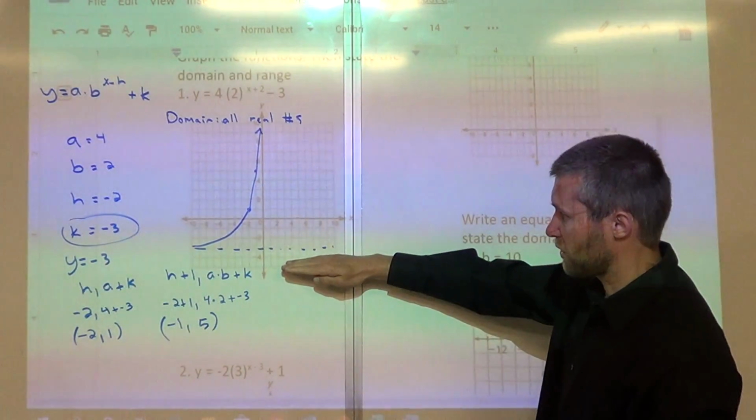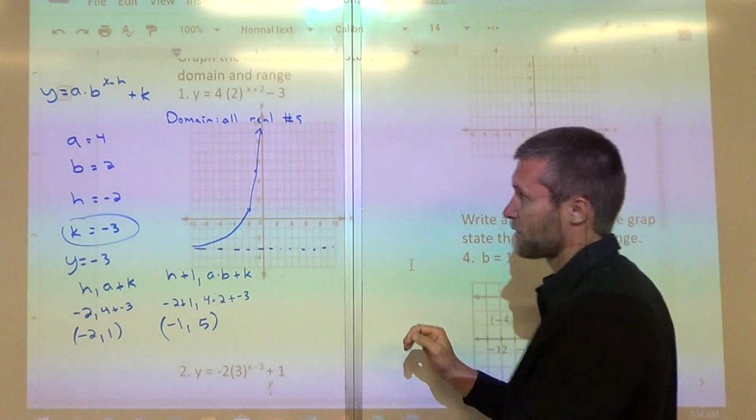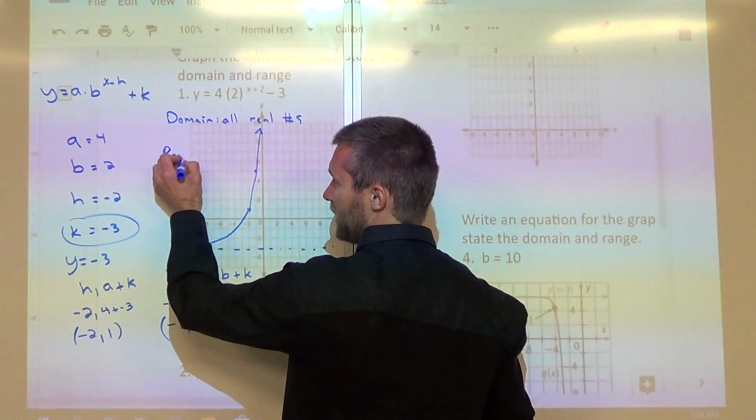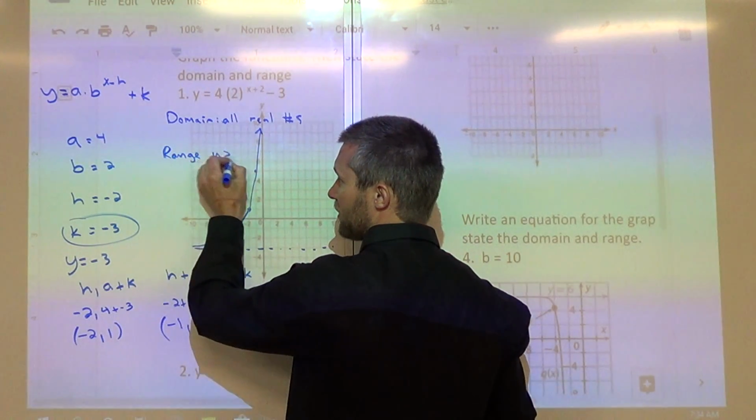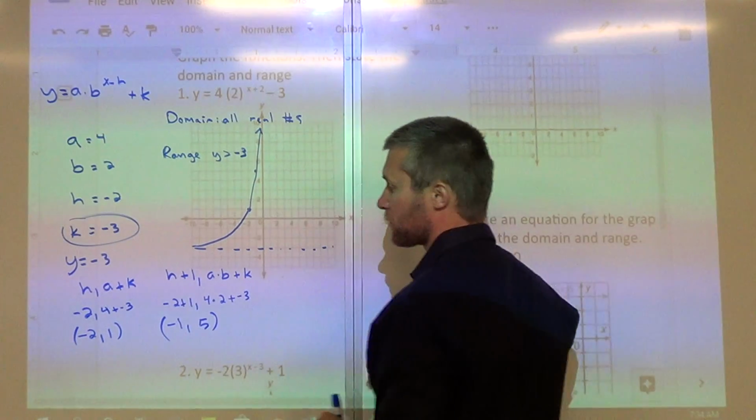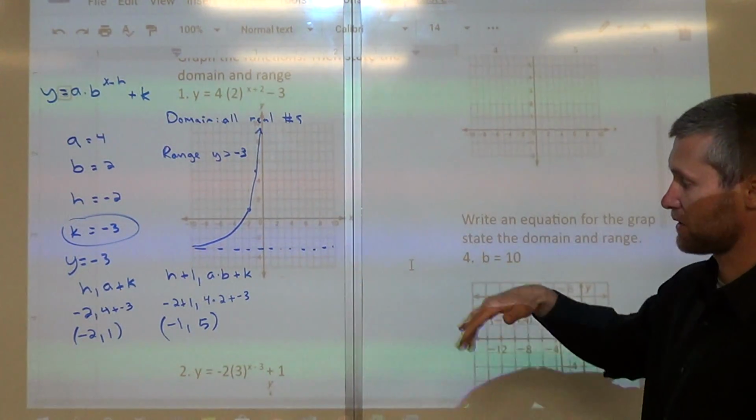My range starts right here at this -3. It's everything above that. So we'd say range is greater than -3. It's not equal to it. It'll never be that, but anything above that.